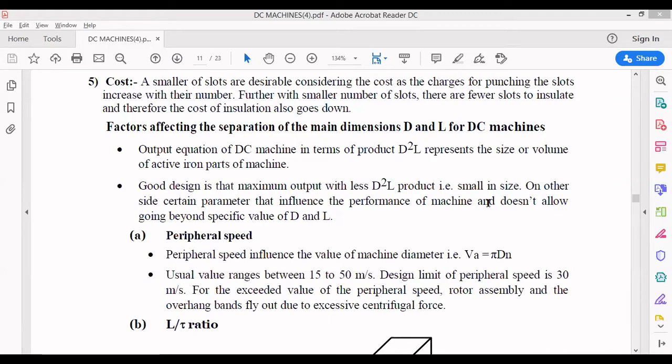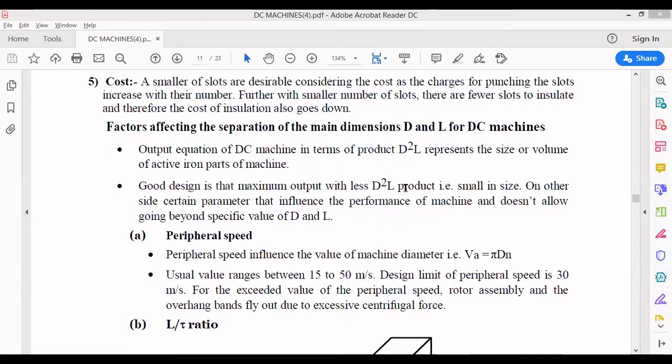So what is the basic aspect of the design? A good design is that you have to get the maximum output with the D square L product as less as possible. If it is less, definitely it will be a small machine. So the machine should be small enough, and you have to get the maximum output.